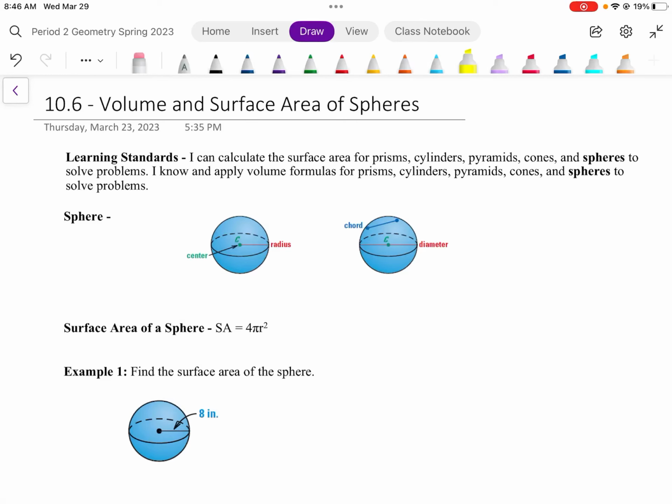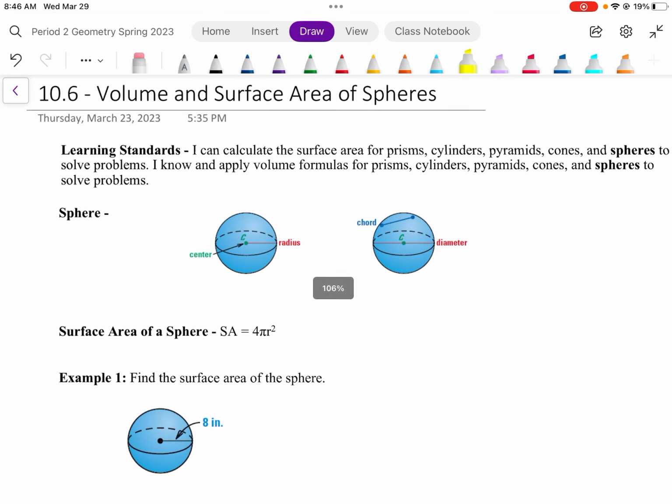Hello, 10.6 is on the volume and surface area of a sphere, so kind of like a ball-shaped 3D item. We're going to be calculating both surface area and volume, just like our other shapes.